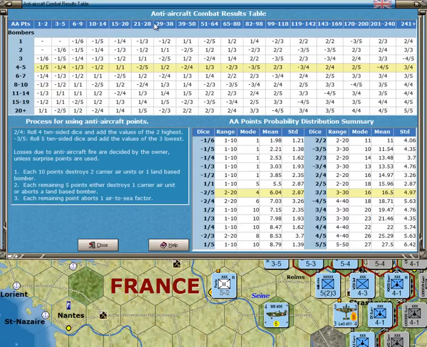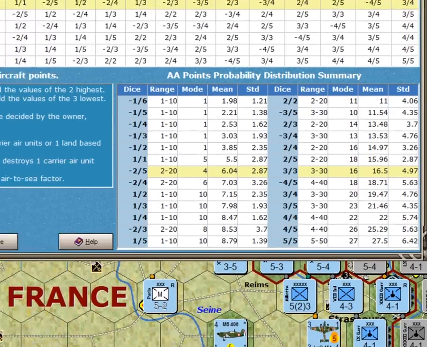Anti-aircraft works the same way. The tricky bit about this is that the numbers here then need to be translated. So a 1-1 here means you roll 1 die and you take the highest one. A -1-2 means that you roll 2 dice and you take the lowest one. A -1, 3 is 3 dice, and the negative sign means you take the lowest.